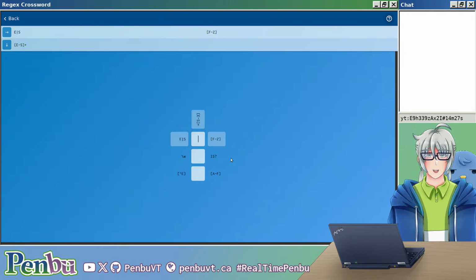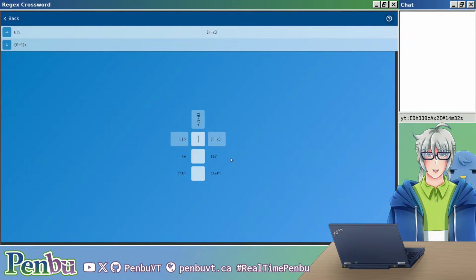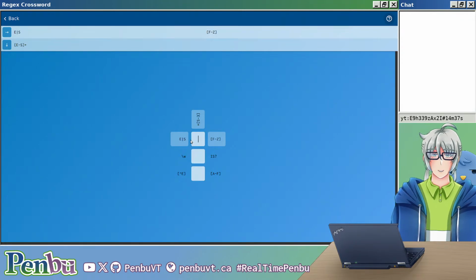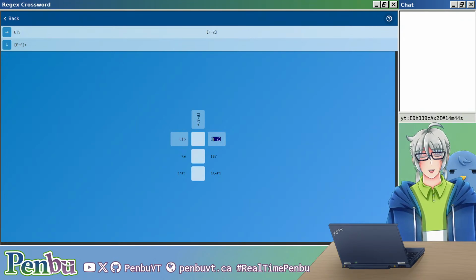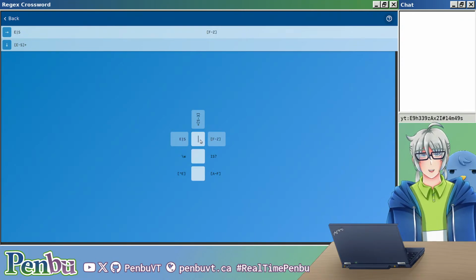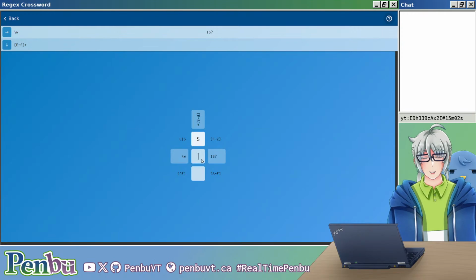So we have character class E to S, so any character between E and S, and one or more of those. This is an E or S. And then this is any character between F and Z. Because E is outside of this range, it is before F, this forces us to have an S. And then we have I followed by possibly an S, but we only have one space here, so that is forced to be an I.